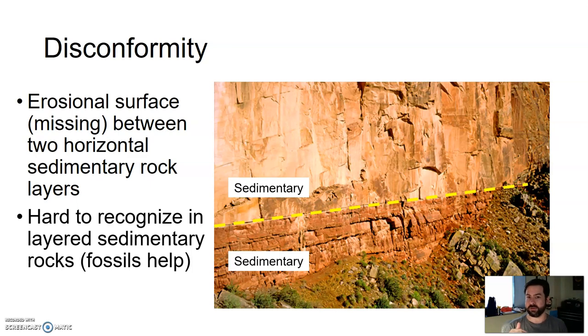Oh, I have one fossil, I skipped some other ones, and now I have these other fossils in the layer above. There's a gap in time. Something's missing. There was nothing deposited, or there was stuff here and it got ripped away. It eroded away. So missing time, missing information between two sedimentary layers is a disconformity.